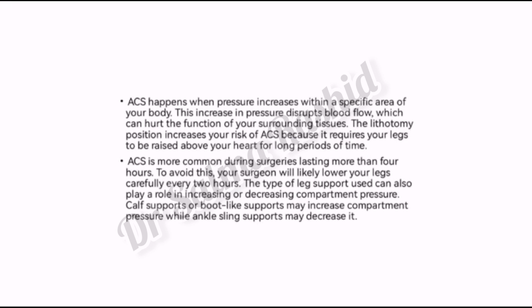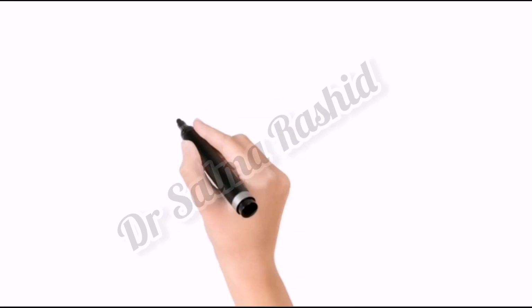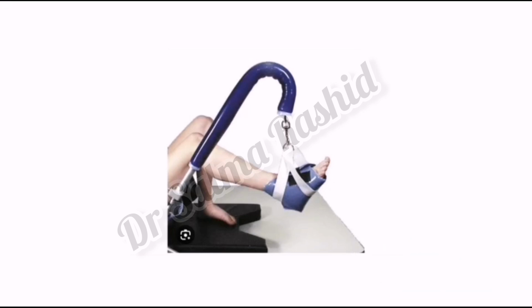The type of leg support used can also play a role in increasing or decreasing compartment pressure. Calf supports or boot-like supports may increase compartment pressure, while ankle sling supports may decrease it. These are ankle slings which are used. They decrease the risk of acute compartment syndrome, but on the other hand, they increase the risk of neuropathies.